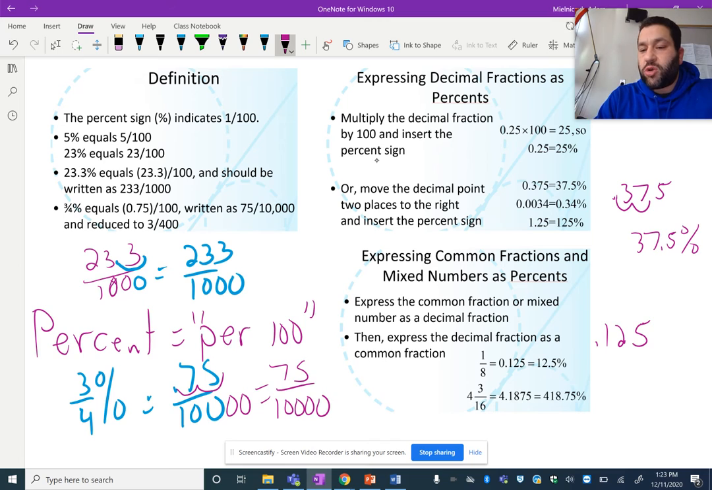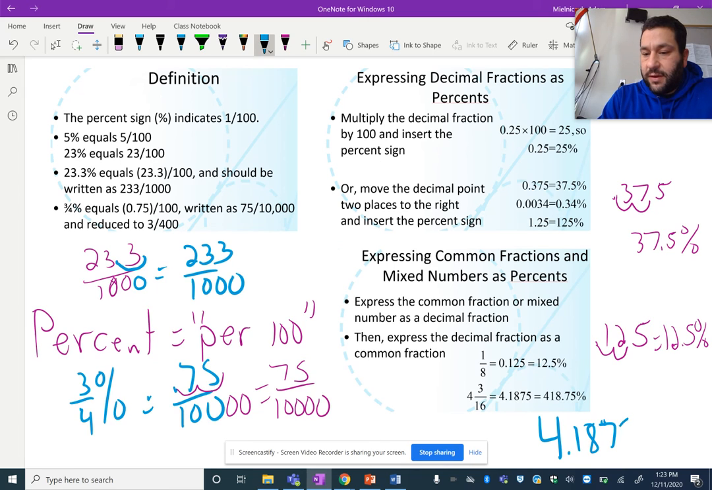But if you want to change that to a percent, you've got to slide it 2 places, meaning you have 12.5%. For 4 3/16, leave the 4 as it is. Only find the decimal for 3/16, which is where you're going to get your 0.1875. And then we would slide that twice to give us our 418.75%.